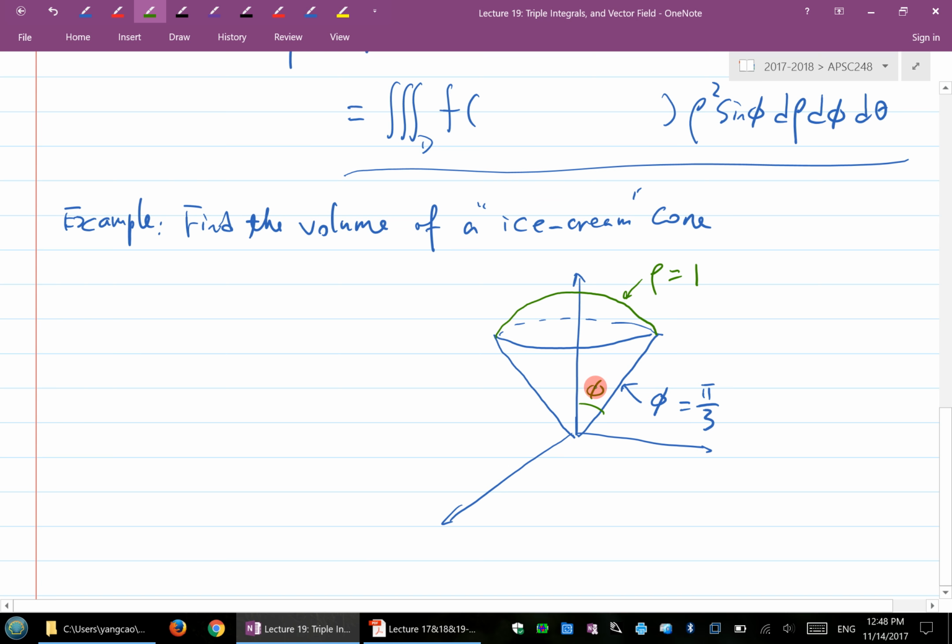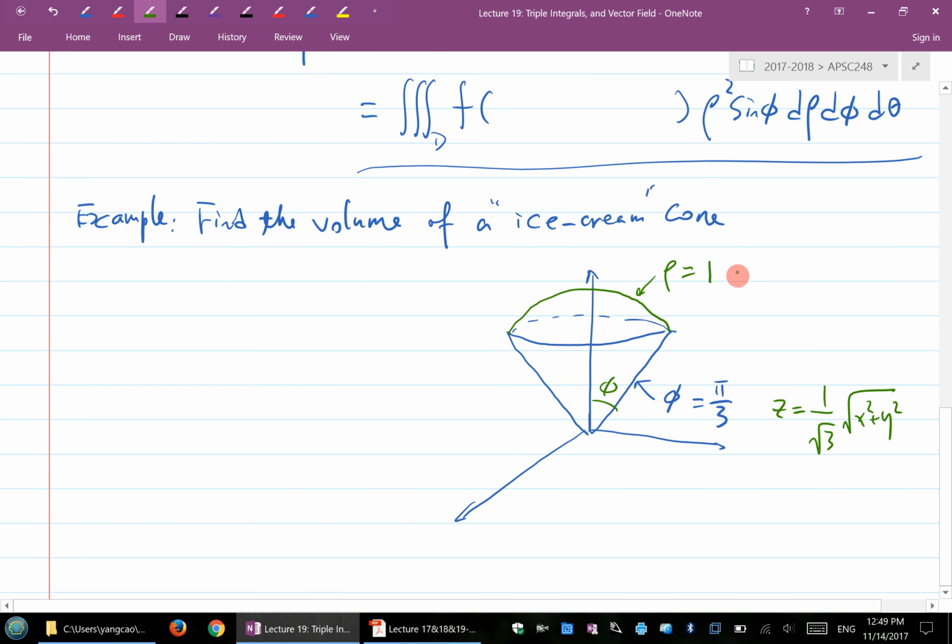So this angle is phi equal to pi over 3 here. And in Cartesian coordinates, this is equivalent to z equal to 1 over root 3 times the square root of x squared plus y squared. But we don't need to use the Cartesian coordinates here, this is just the connection from here to here. This is in spherical coordinates. This is in Cartesian coordinates.